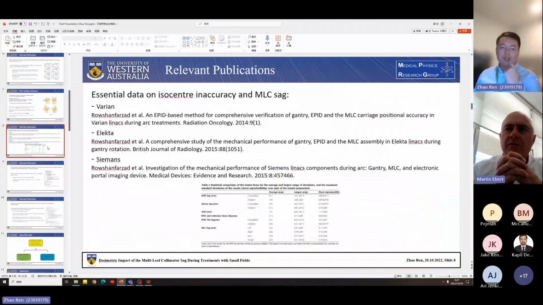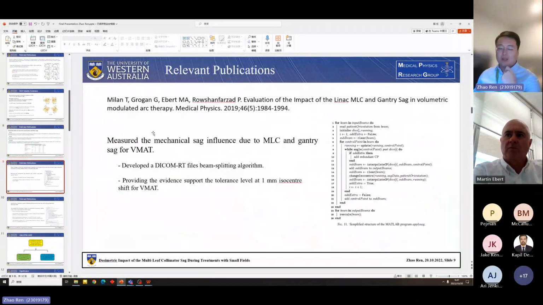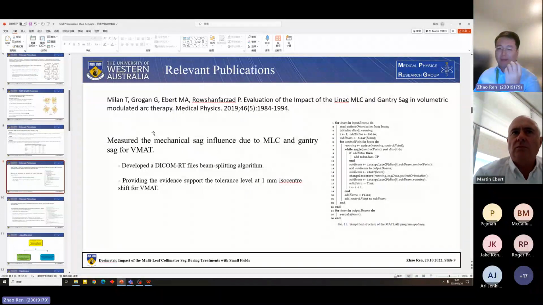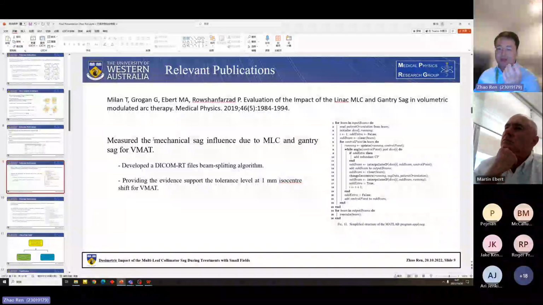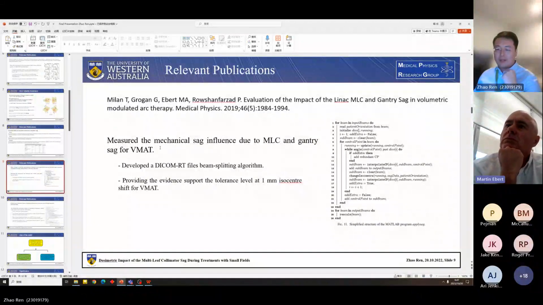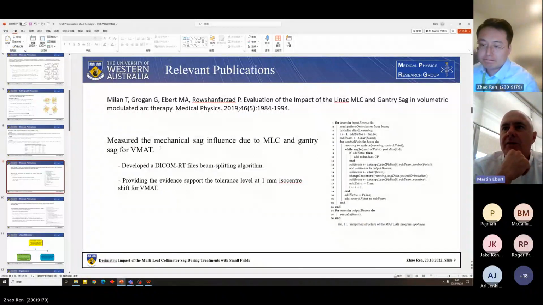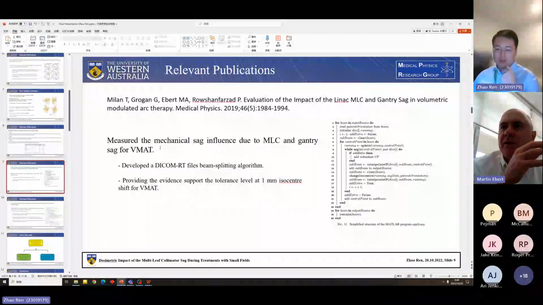Yeah, I think Melia has done a very similar study, because they studied the MLC sag and gantry sag on the VMAT. So I think there's something we can learn from his paper. But is the impact of the mechanical sag much smaller due to the MLC sag, or is it similar?